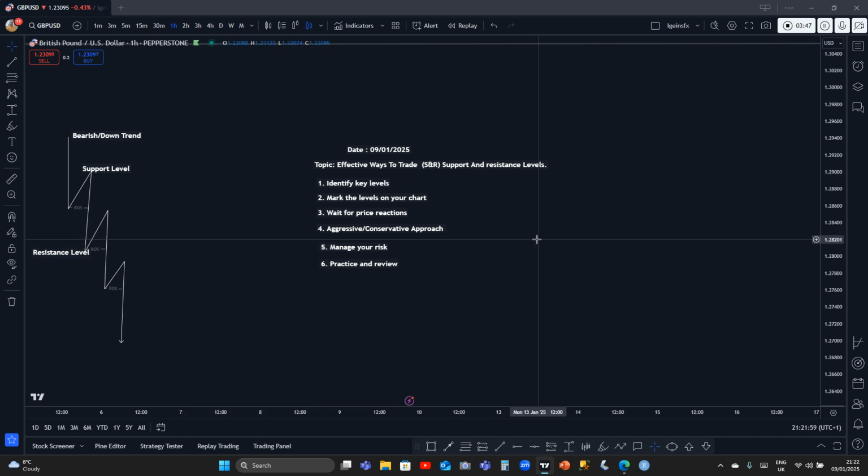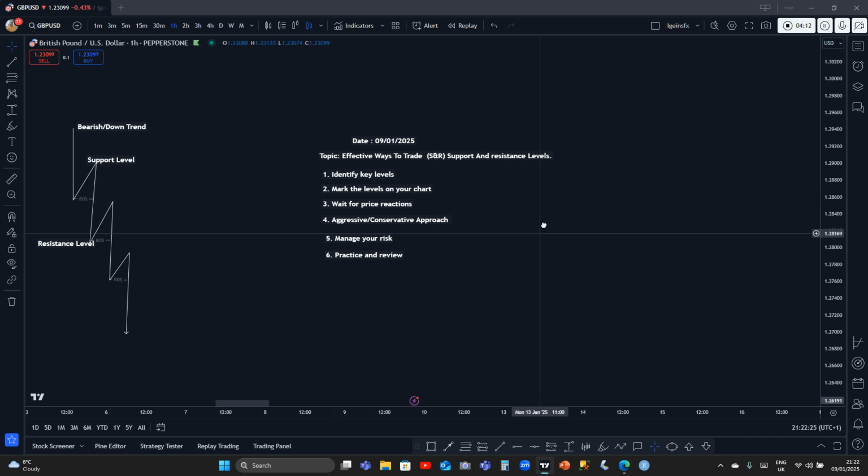If you have been trading for a very long time, even if you're a professional, there's need for you to note all those things down so that you fine tune the way you trade. Nobody is an island of knowledge. We learn every day. So today, I call it effective ways to trade support and resistance level.